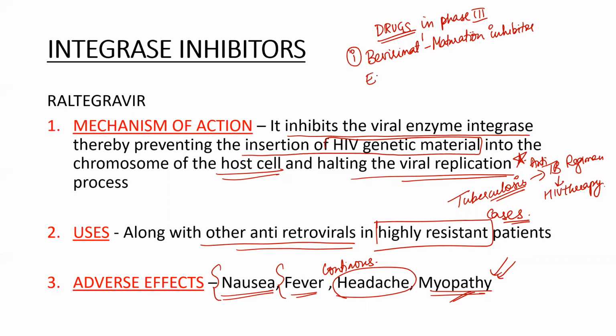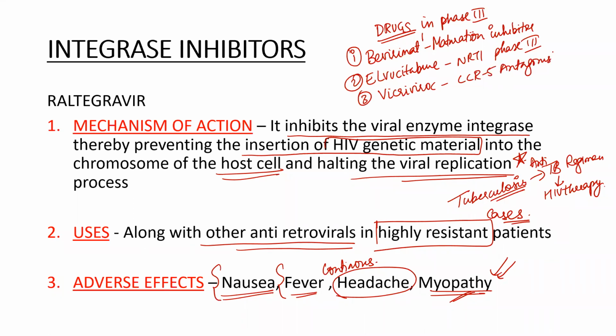Then we have got another drug which is called elvucitabine. This is a new nucleoside reverse transcriptase inhibitor in phase 3. Then we have got lastly Vicriviroc. This is a CCR5 co-receptor antagonist. Then we have got lastly L-white gravel, which is an integrase inhibitor. So if you want, you can also write over here L-white gravel.